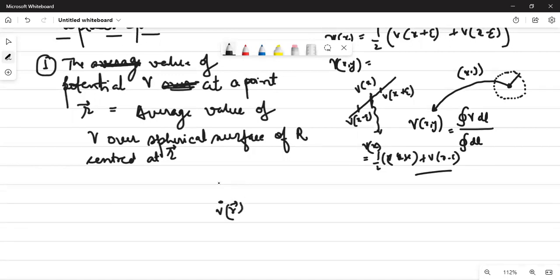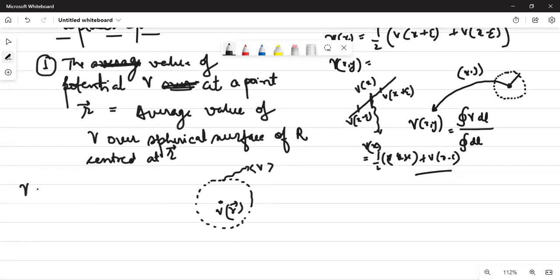So in three dimensions, nearby would be constructed by an open ball, or you can say that you can draw a sphere. So if I find the average value over this particular surface, I will write that this average value over this surface is nothing but equal to the potential at the center.